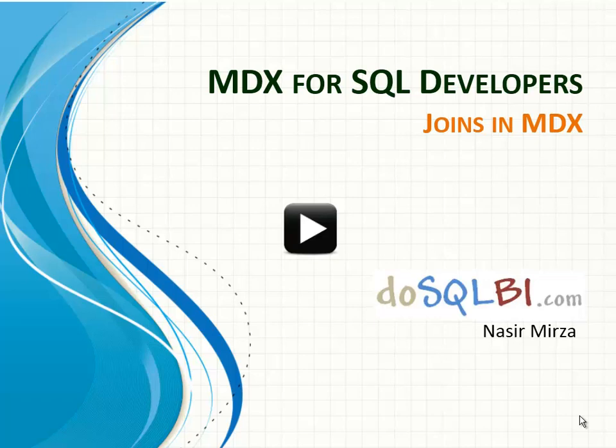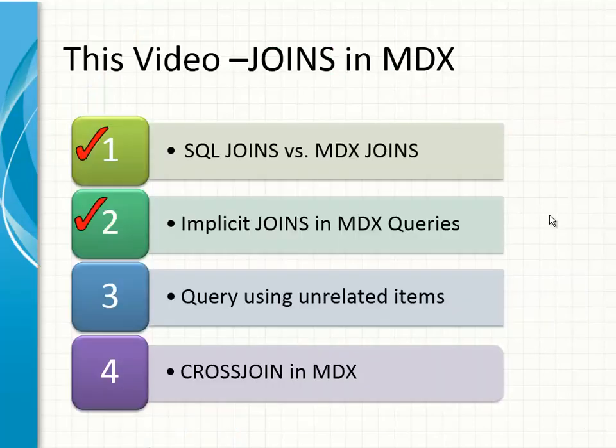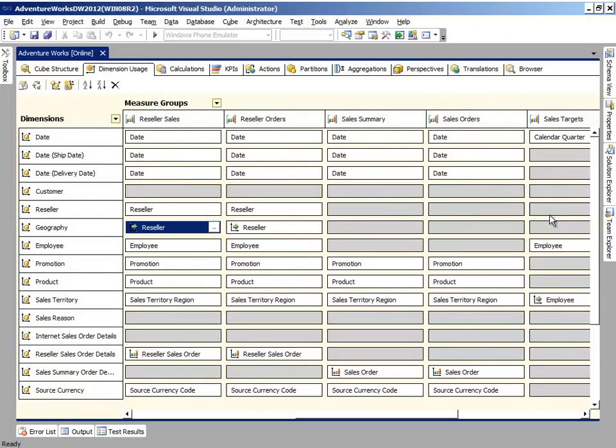In this session, we will cover the joins. The next one will see what happens when a query uses unrelated items. Let us switch to Visual Studio and see the AdventureWorks database again.